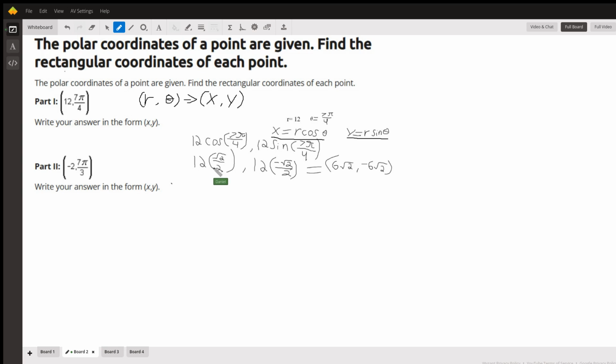Once we solve for that, we get the final values for part 1, which are 6 times square root of 2 for x, and for y, negative 6 square root of 2.